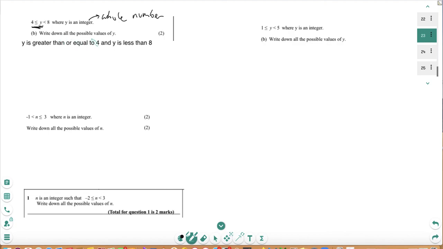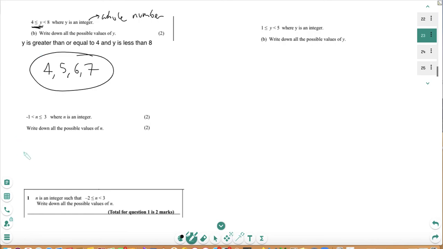So write down all the possible values for y. Well, y is a number. It's greater than or equal to 4, but it is less than 8. So what can y be? Well, y can be 4, and anything greater than 4. So 5, 6, 7, but it has to be less than 8. It can't be 8, so it's just going to be 4, 5, 6, 7.